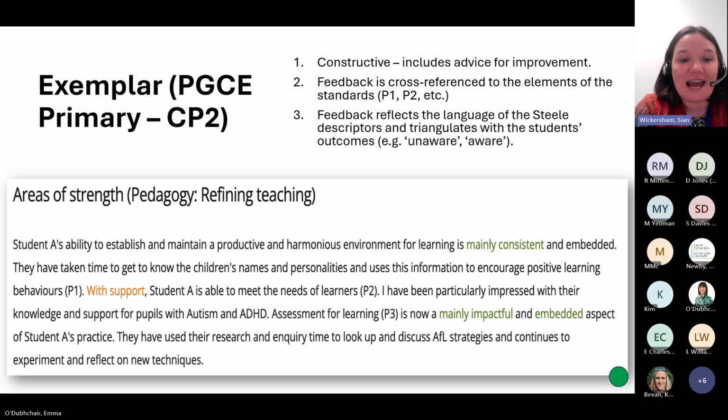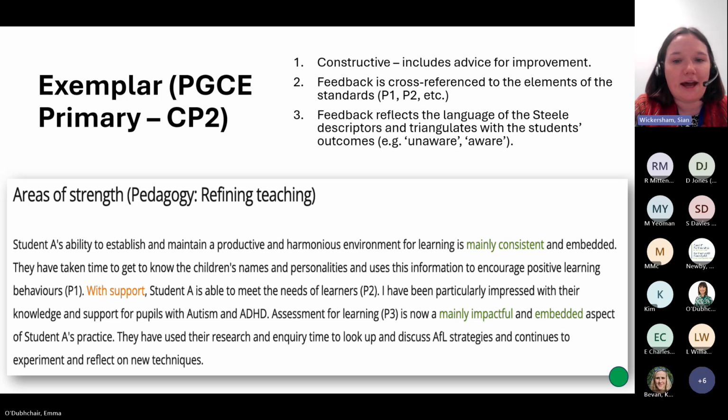Remember, as Emma said, and this example shows, you don't need to reference all of the standards. I think sometimes mentors feel like they need to do P1, 2, 3, 4, 5, 6. No, you can just draw out the key areas of strength, but when you're referencing a standard, put it in brackets there. And then the third and final point is the feedback reflects the language of the STEEL descriptors.